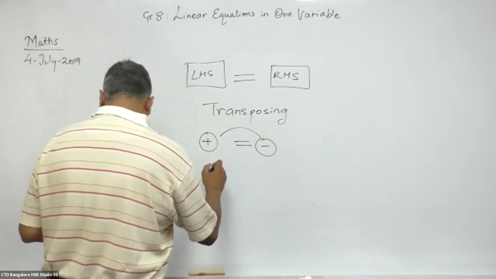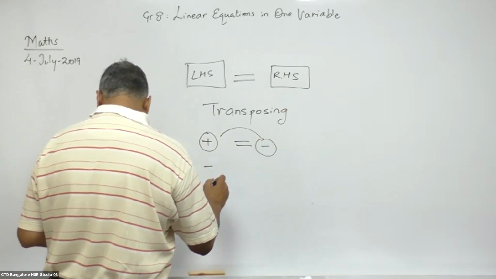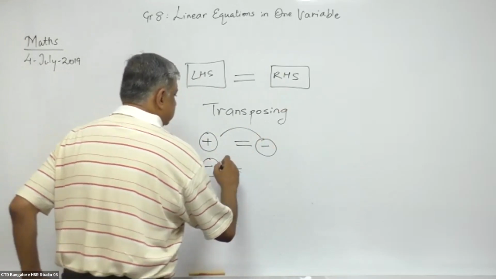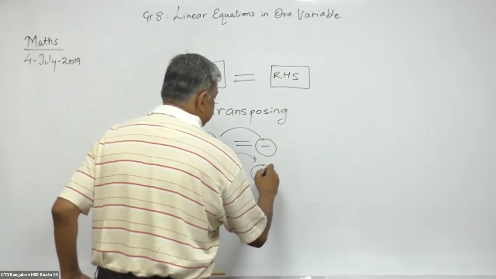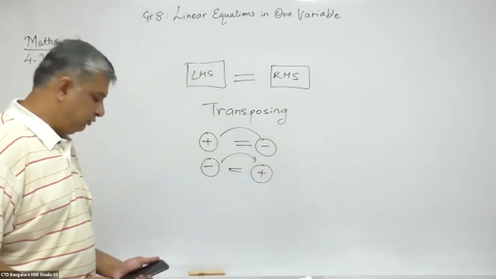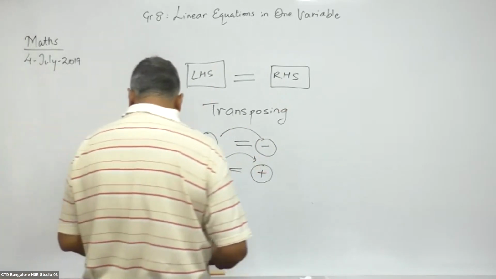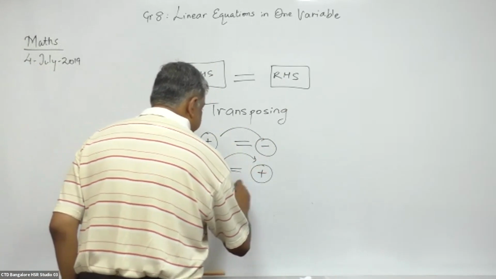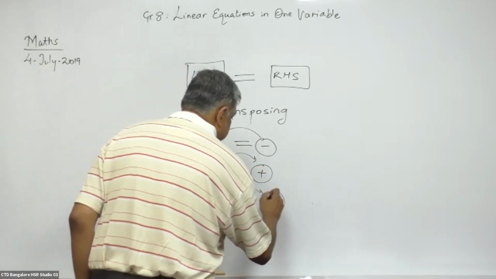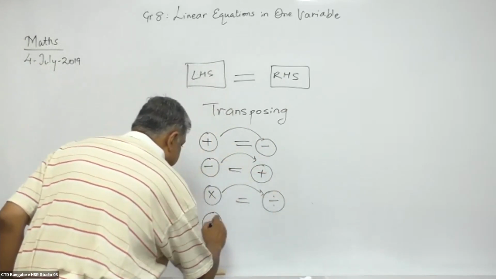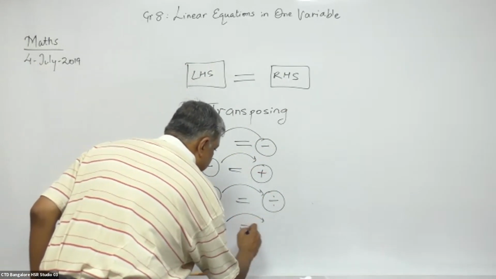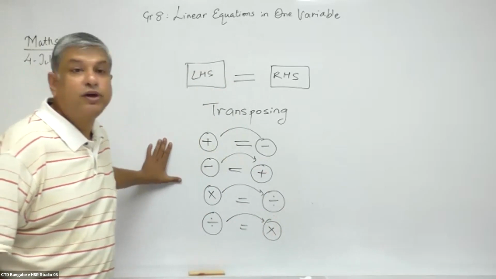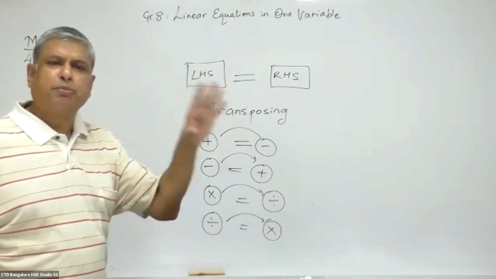Second is, if you have negative which jumps to the other side, it becomes positive. So that was your second technique. Third was, if multiply jumps over equal to sign, it becomes divide, and if divide jumps over equal to sign, it becomes multiply. So we have successfully used all of this to solve simple linear equations.